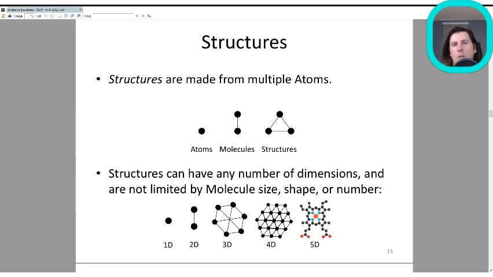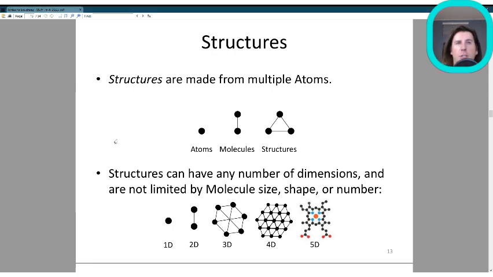This is where your Legos come in more readily. You get different shapes of Lego blocks, and you can stick them together in any color or shape you want. You can do the 4 blocks, the long 4 blocks, the single blocks, the 6 blocks, and that huge green matte block thing. Those are the structures, right? But structures can have any number of dimensions and are not limited by molecule size, shape, or number. This is where it gets like, what are you talking about? One dimension is one dot, that's it.